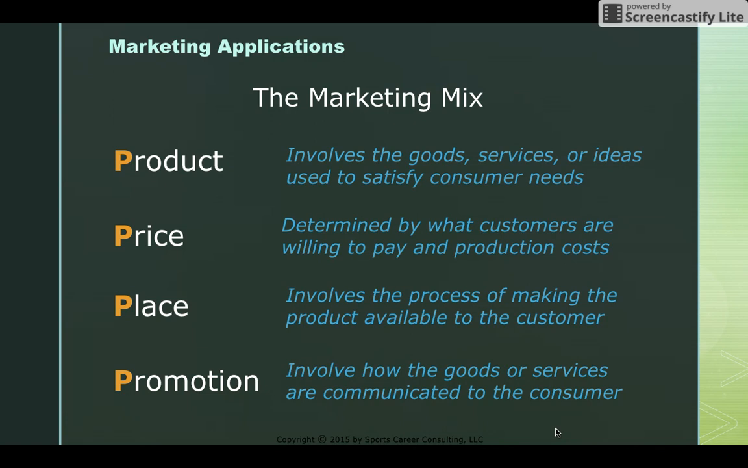And then the last P is promotion. So Wilson promotes its upper end rackets as a higher quality product than the rackets sold by competitors. And to promote their products, Wilson may choose to feature pop displays at sporting goods stores. Hopefully that makes sense to you, and we will be going through this further if you need it.